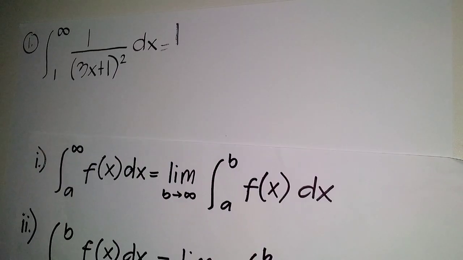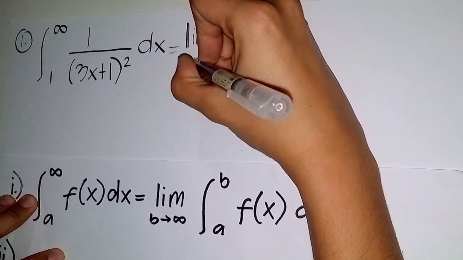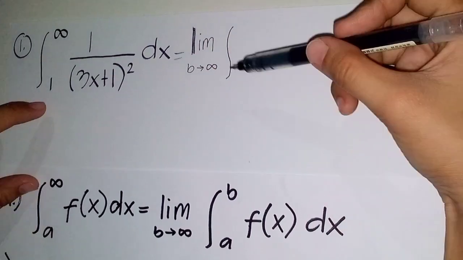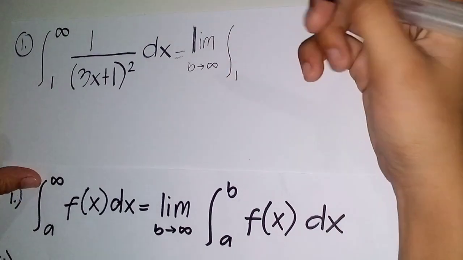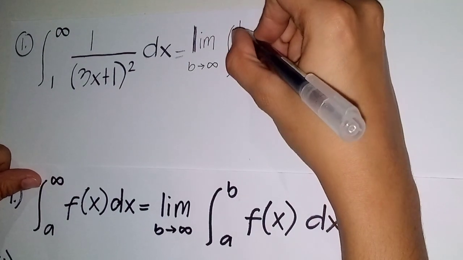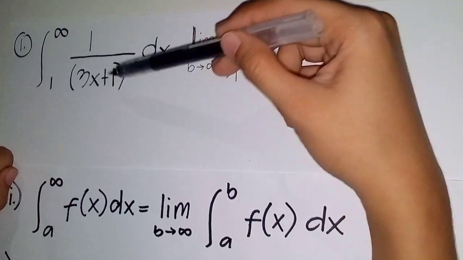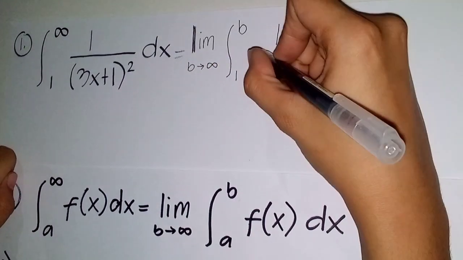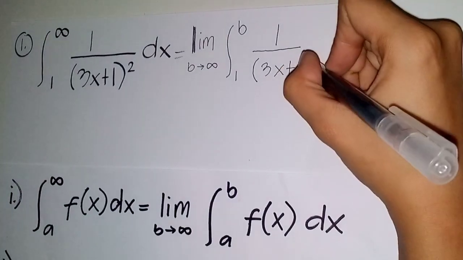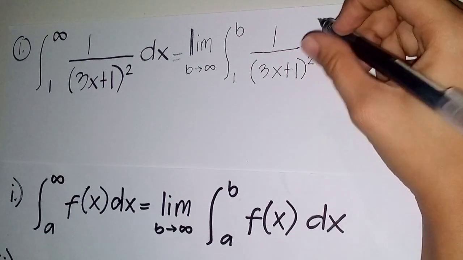Okay, so let us rewrite this. Limit as b approaches positive infinity, then integral. Our a is 1, so 1. Let's replace positive infinity by b, and then our f of x is 1 over the quantity 3x plus 1 squared. Then copy the dx.